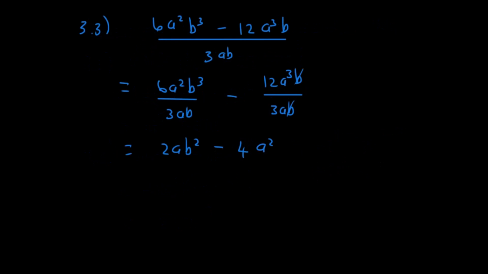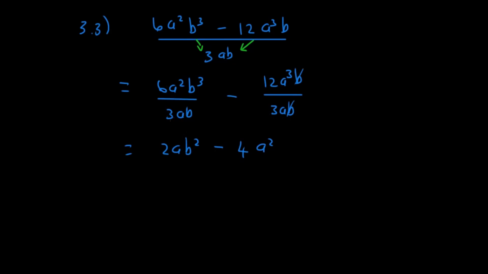3.3. Let's look at this one. It's (6a squared b to the power 3 minus 12a cubed b) divided by 3ab. The best method is to split this. So we take our first term and we write it over 3ab, and then we take our second term and we also write it over 3ab. So 6a squared b cubed over 3ab minus 12a cubed b over 3ab.